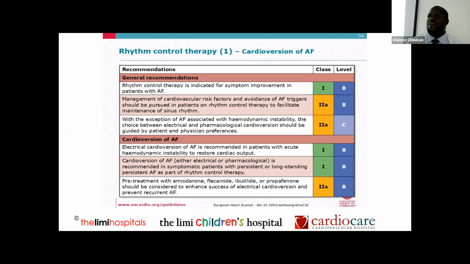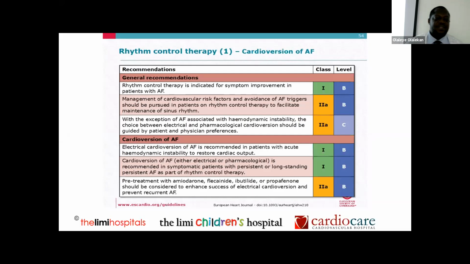And this is where cardioversion comes in, which can be done either electrically or using anti-arrhythmic drugs. Electrical cardioversion is much quicker, much more effective, and you also avoid the side effects of the anti-arrhythmic drugs. But for patients that are conscious, you need to sedate them. You may also need the service of an anesthetist. And so it's good for improvement in symptoms of the patients.